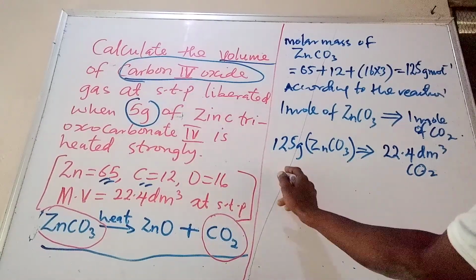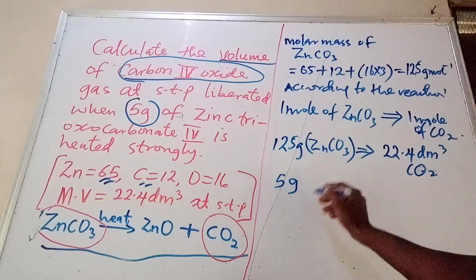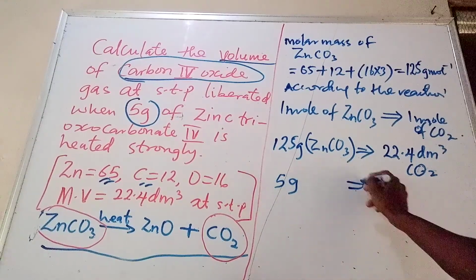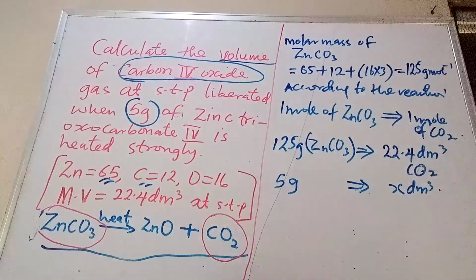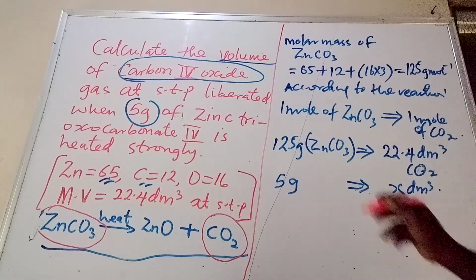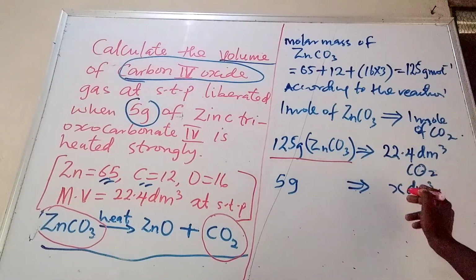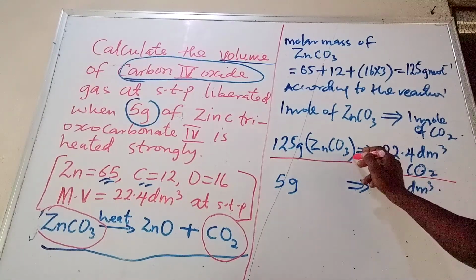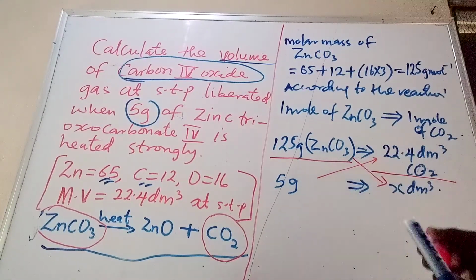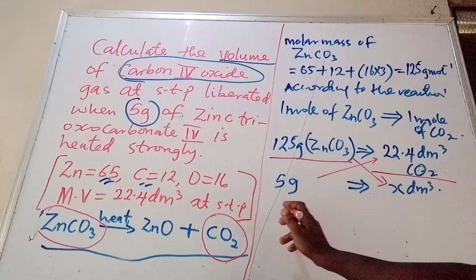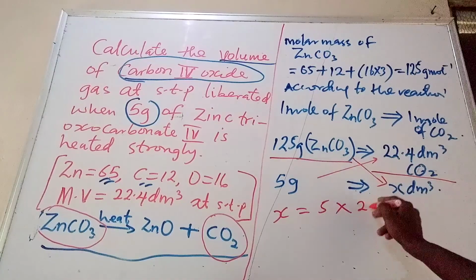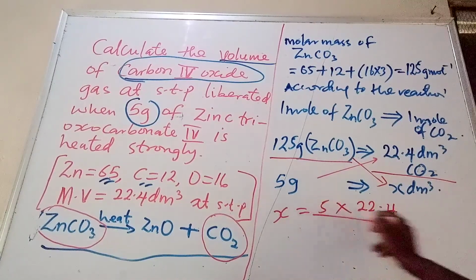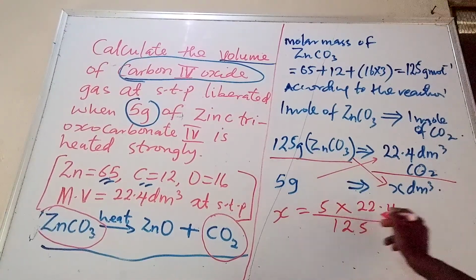Okay, what will 5 grams now liberate? Let's call that one X dm cube, since we don't know. So let's do cross multiplication. Let's cross multiply and find x. So what will be x from here? X will be 5 multiplied by 22.4 divided by 125.